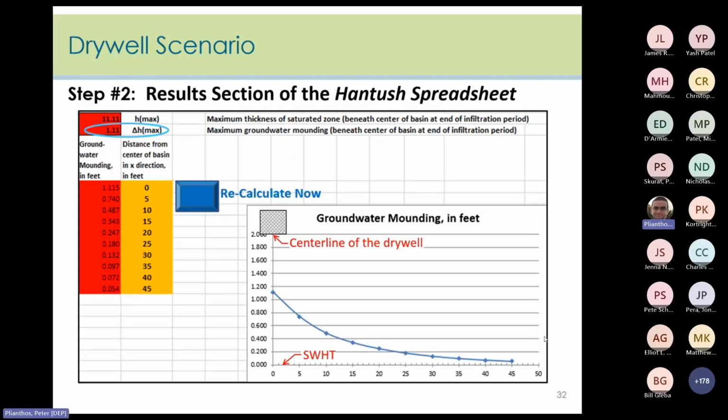The results show the maximum height of groundwater mounding, 1.11 feet, that will occur at the end of the duration of infiltration period at the center of the dry well. The temporary groundwater mounding does not encroach upon the bottom surface of the dry well, where it would have impaired infiltration had the mounding extended that high. Are we done? No. The rules require we also check the impact to the adjacent structure.